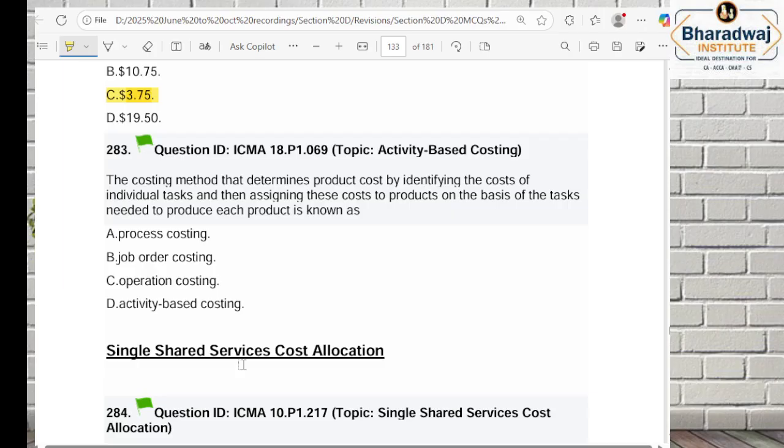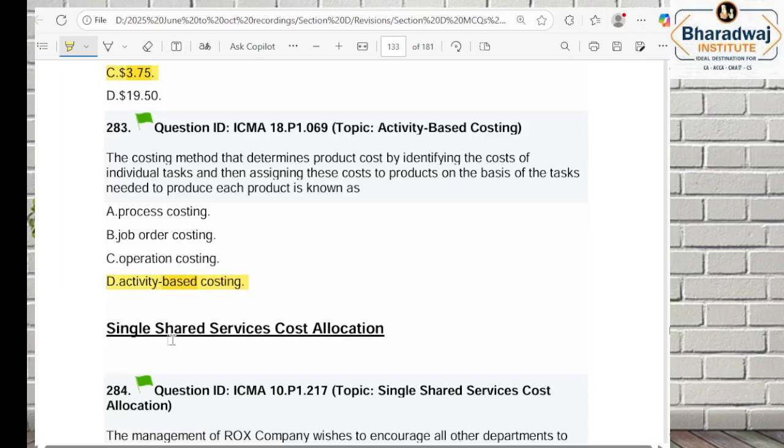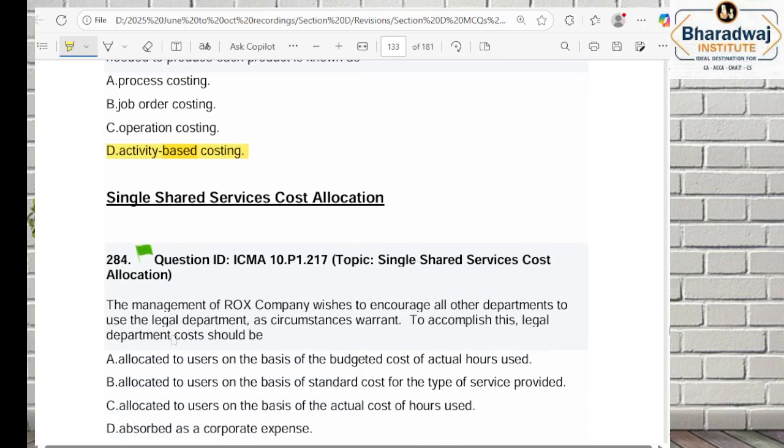Okay, the costing method that determines product cost by identifying the cost of individual tasks, then assigning the cost of products based on the tasks needed to produce them. We call it as which one? ABC.